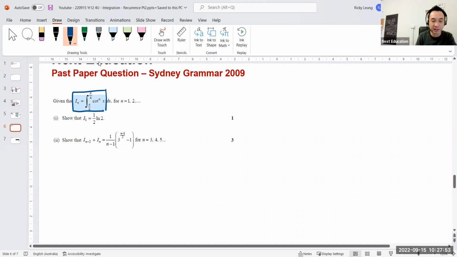Right. In the first one, they don't actually tell you to prove recurrence. They just say prove I1 is something, beautiful. And then in the next one, they say, okay, prove this recurrence formula. But the way we're going to approach this is slightly different. When they give you a statement that has I(n-2) and I(n), we're going to approach it slightly differently. Let's start with part 1 though.